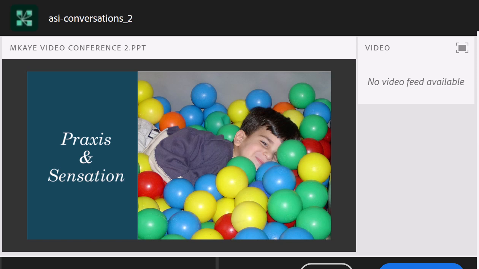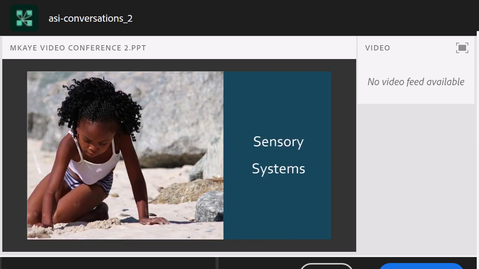So let's now look at how sensation contributes to praxis. To start with, we'll have a look at how each of the sensory systems contribute to praxis. And know that in reality, we cannot separate out tactile from visual, from vestibular. It's not a matter of using our senses in isolation, but when we try to quantify what each of the senses is doing, it's helpful to talk about them one at a time.